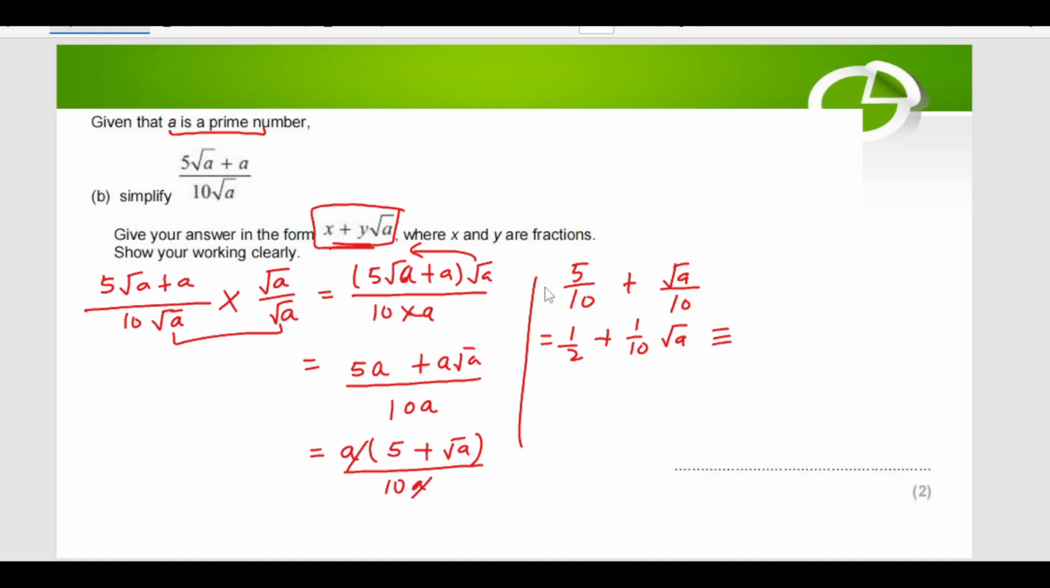Which is in the same form, x plus y root a. Now the question says show your working clearly, give your answer where x and y. So this is the answer. We are not looking for the value of a, we want to express this here. So we got x is half and y is 1 over 10.